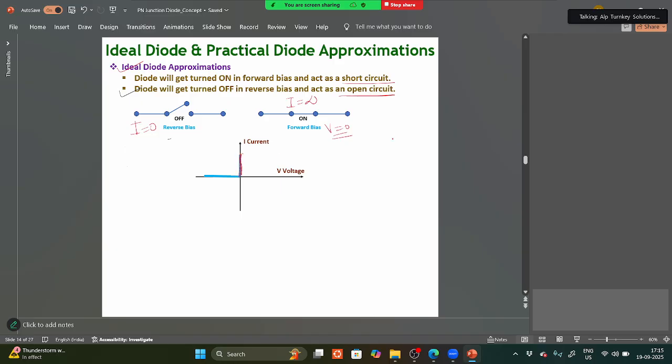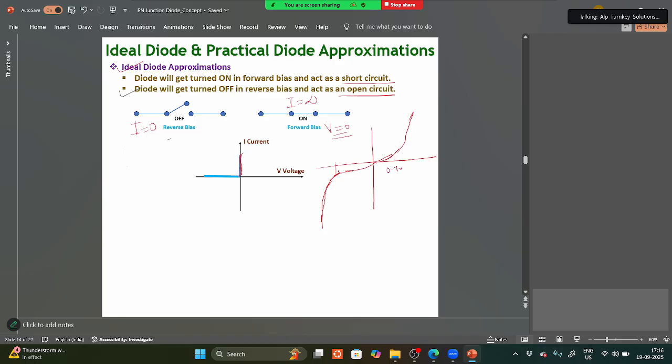This is nothing but an approximation. What characteristics did you get? In forward bias, till 0.7 volts you got this, and after that there is an exponential increase in the current. And in reverse bias there is a small amount of current, and after going into the breakdown voltage, there is a high increase in the current.